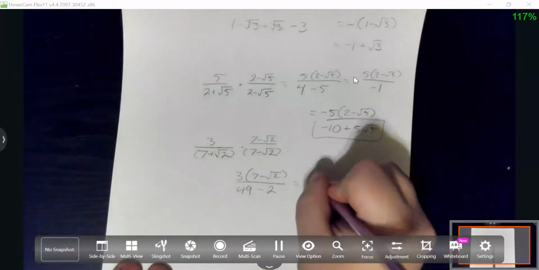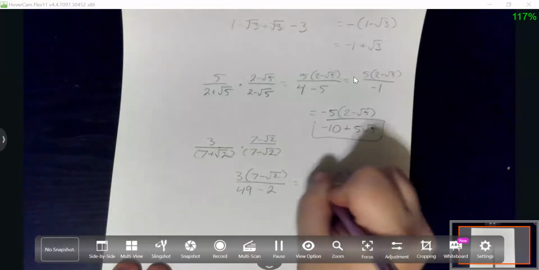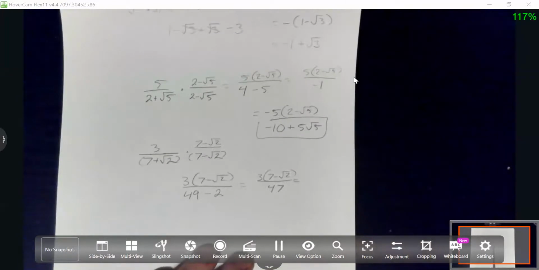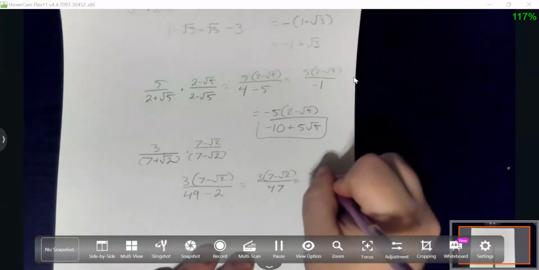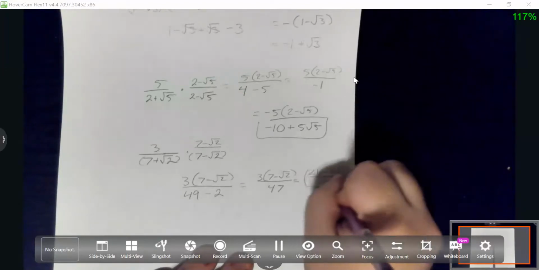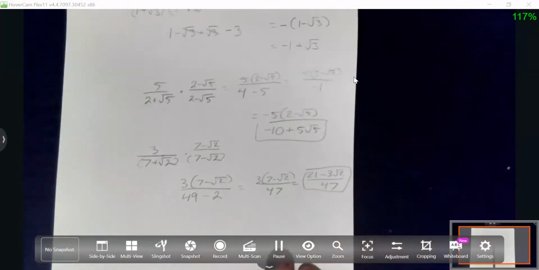So that gives us 3 times 7 minus root 2 over 47. And then we simply distribute the top because nothing else is going to cancel. So we get 21 minus 3 root 2 over 47. That is our rationalized answer.